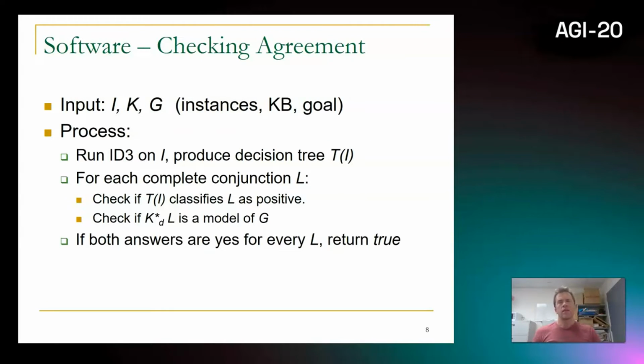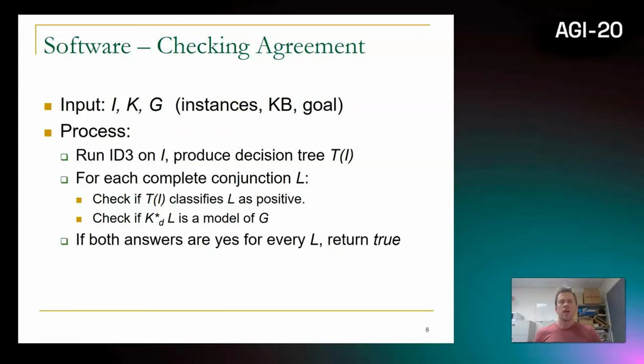So what we've done in the paper, and again, I encourage you to take a look at the paper, is we've described a very simple software system that we've created that will check the agreement of a set of instances with a specific revision operator. So as input, it takes a bunch of instances, which is just how the agent revised their beliefs in the past. It takes an initial belief state, and it takes a goal sentence. And the process it goes through is, from the initial instances that you have as data, it runs the ID3 algorithm, it builds this decision tree for classifying new instances, and then it compares that tree and it checks for every possible conjunction of literals.